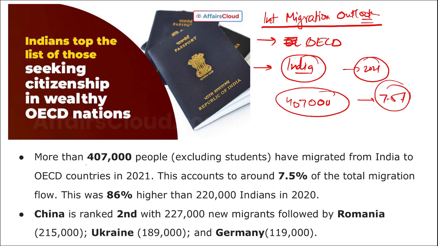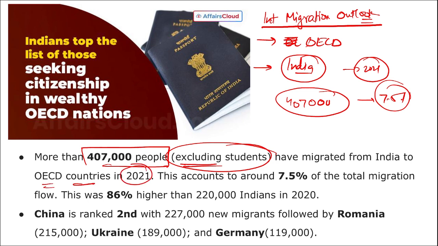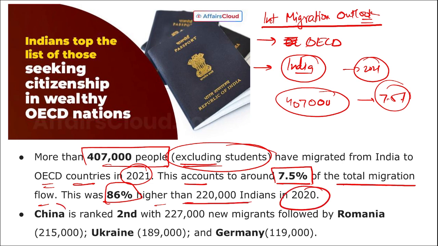Right here you can see more than 4,07,000 people, excluding the students, have migrated from India to OECD countries in 2021 alone, and this accounts for around 7.5% of the total migration flow. This was 86% higher than 2,20,000 in 2020. And here China is ranked at the second position with 2,27,000 new migrants, followed by Romania, Ukraine and Germany.